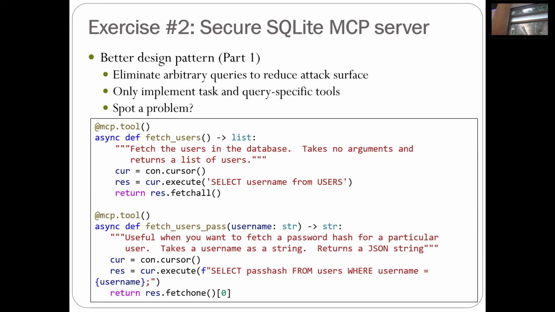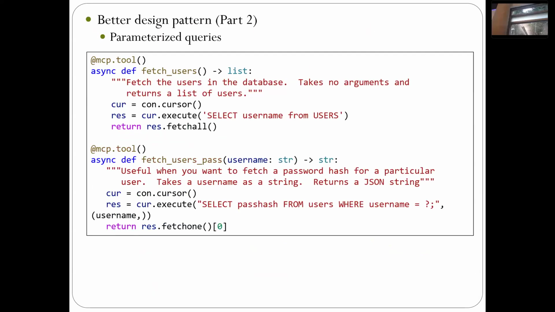This is SQL injection. So yeah, I tried. So it looks better. I actually have secure interfaces, but the tool itself is still broken. So then you're like, okay, this is a better design pattern. Fetch users, and then look, I know parameter. I can parameterize a query just like the best of them. So now it's a parameterized query.